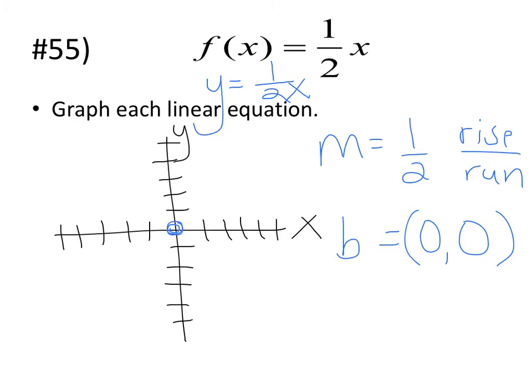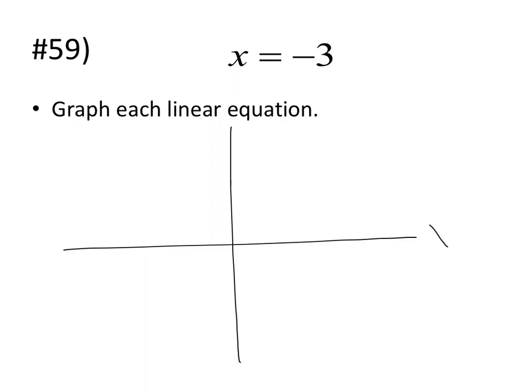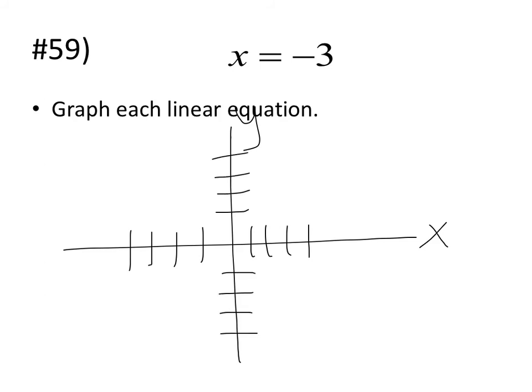Okay, so your y-intercept is at 0, 0. We go up 1 and over 2. Put our next point. Connect them. All right, and then the last one here is x equals -3. You just go to where x is -3, and you extend your tick mark. So x is -3 right here. Extend your tick mark, and that's your graph.